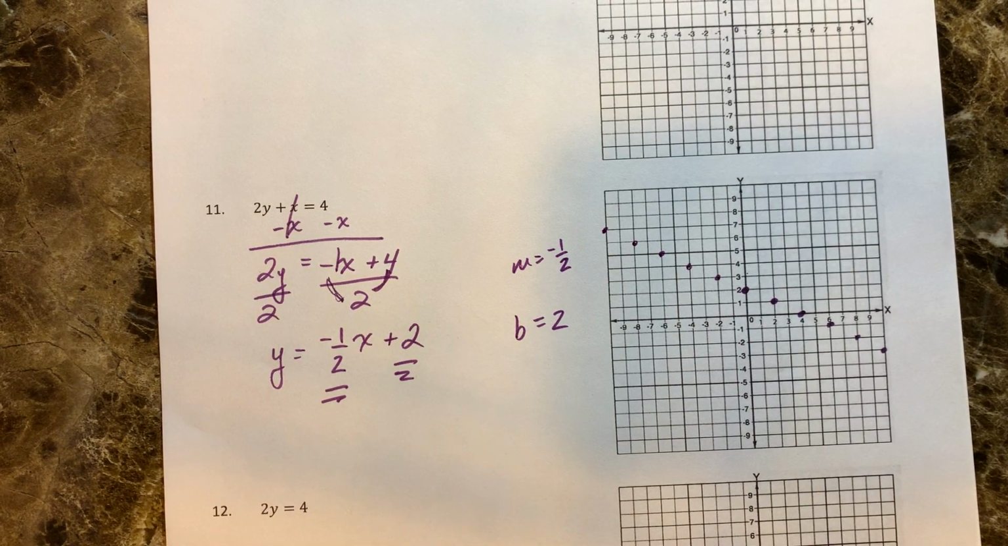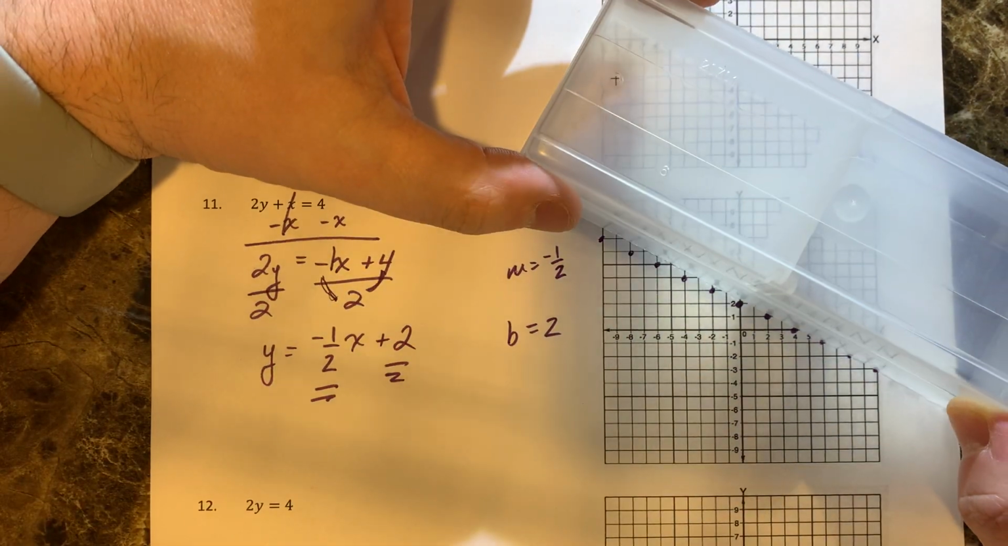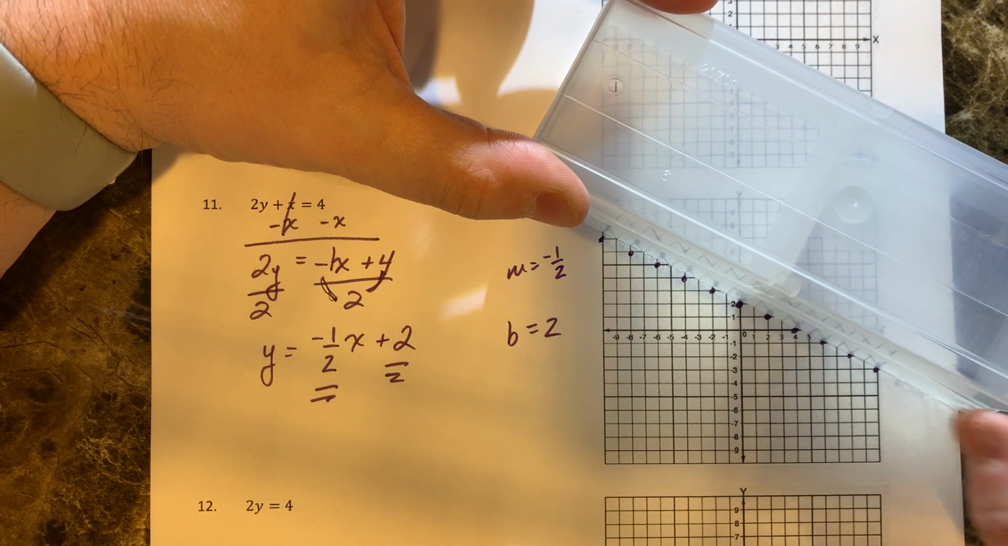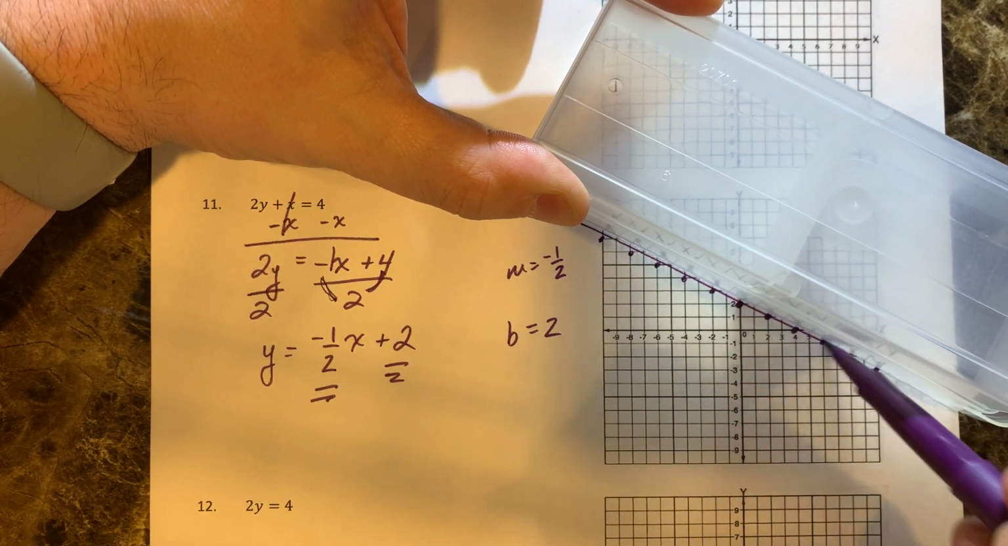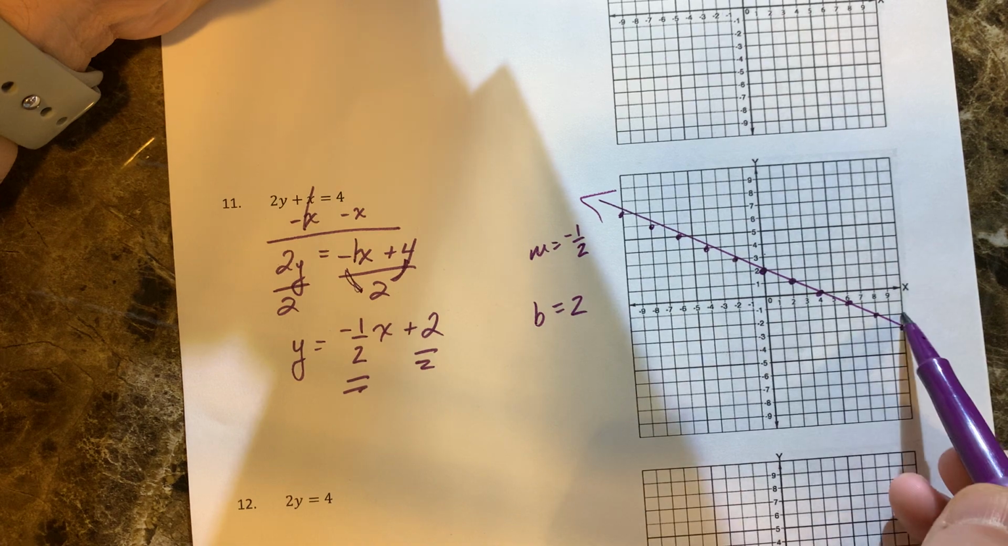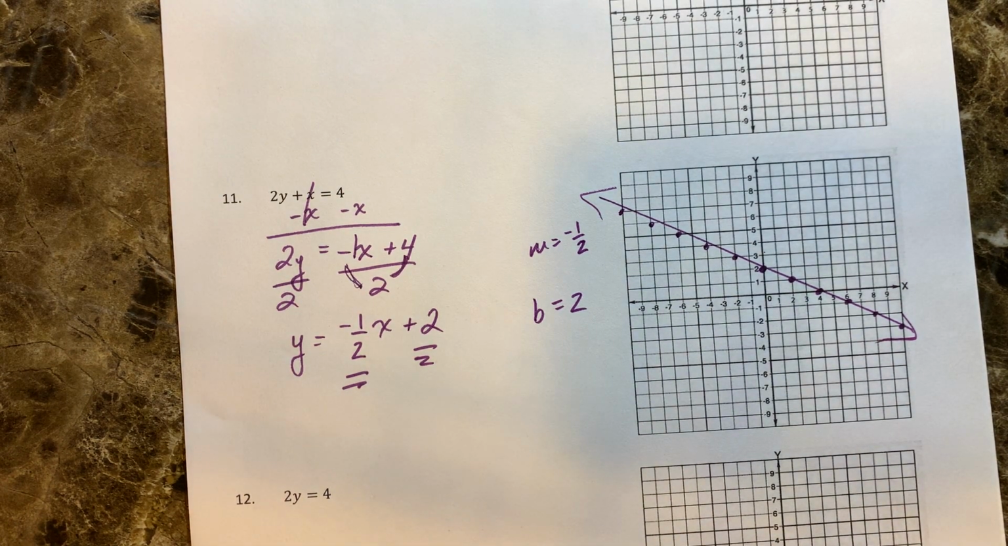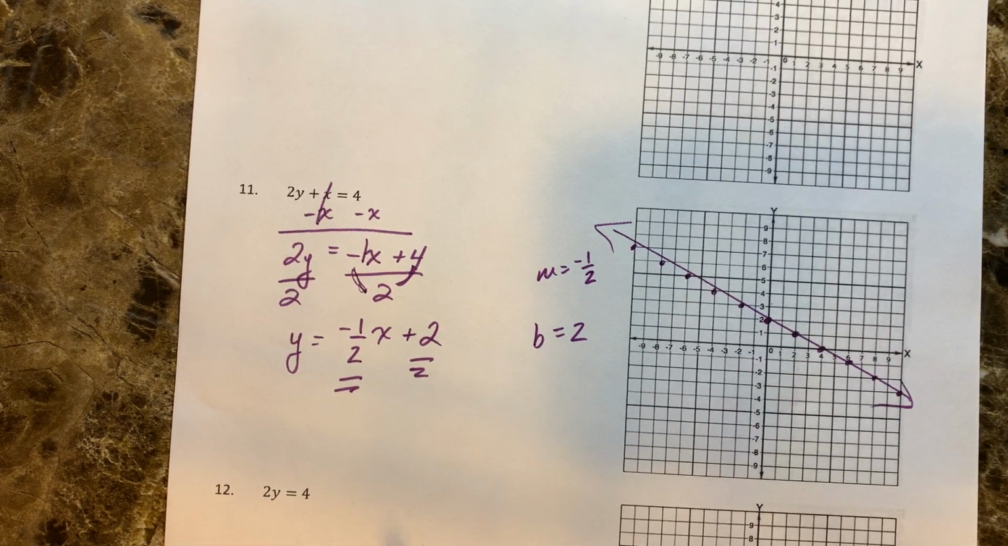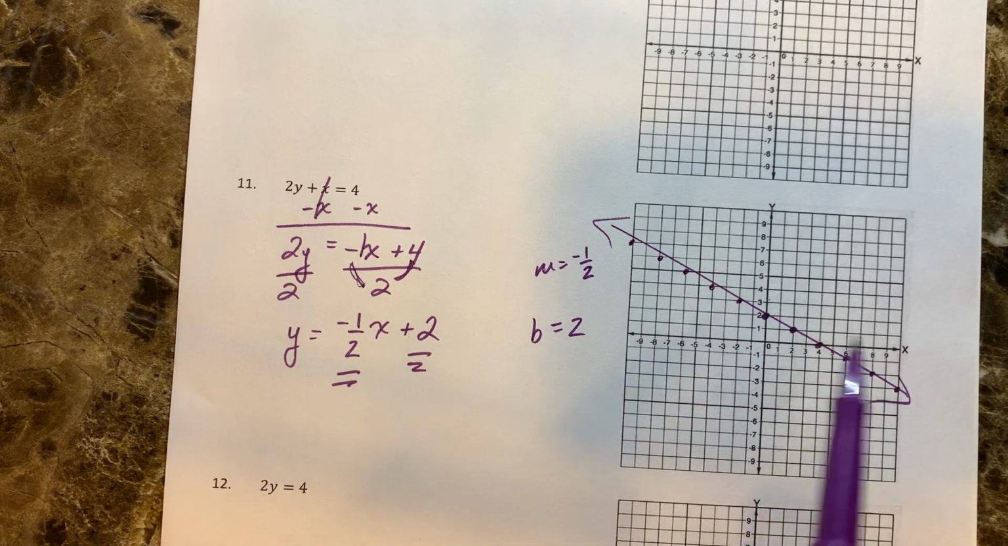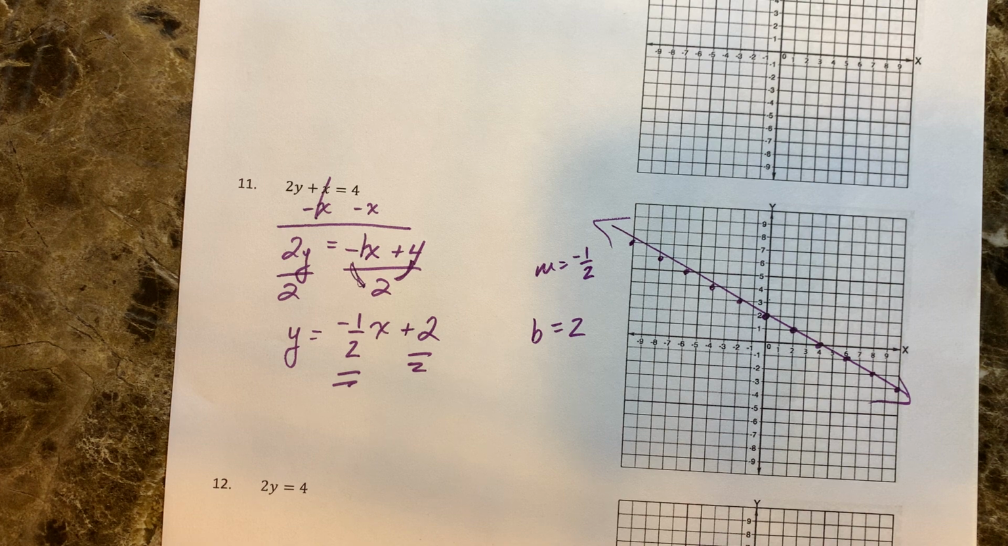So what I would be able to do now, I was ill-prepared and didn't have a straight edge on me, so I will use a drawer that I have. We will line this up, and we will now go ahead and graph our line. And so even though it was written as 2y plus x equals 4, I was able to take that pattern and write it on a graph as a linear equation, a linear graph.